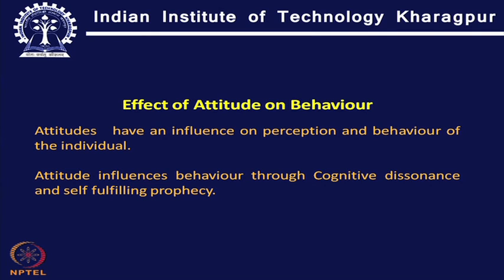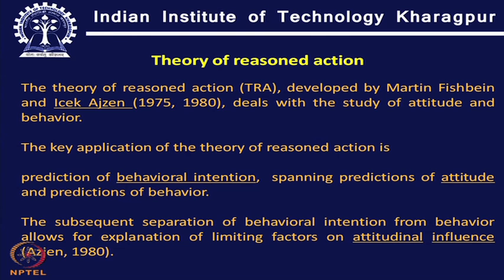The effect of attitude on behavior is that attitudes influence the perception and behavior of individuals, and they affect behavior through cognitive dissonance and self-fulfilling prophecy. The theory of reasoned action, developed by Fishbein and Ajzen, deals with the study of attitude and behavior. Its key application is prediction of behavioral intention and prediction of behavior from attitude. The subsequent separation of behavioral intention from behavior allows for explanation of limiting factors on attitudinal influence.